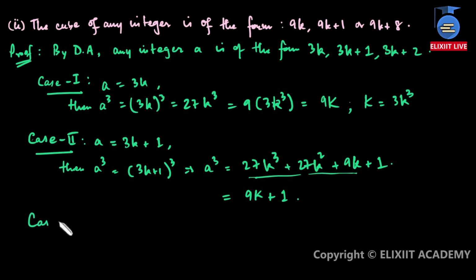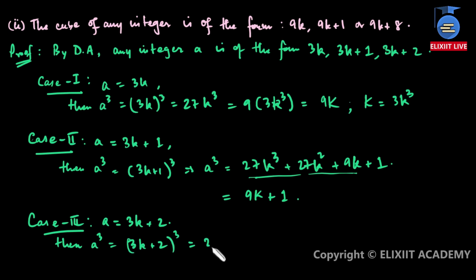And lastly, you will have case 3. What happens if a is equal to 3k plus 2? If a is equal to 3k plus 2, then a cube is what? 3k plus 2 whole cube.